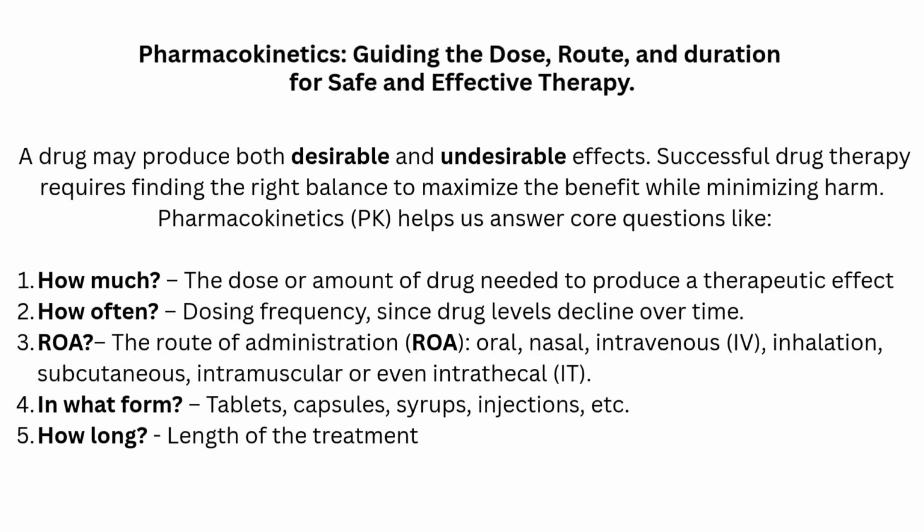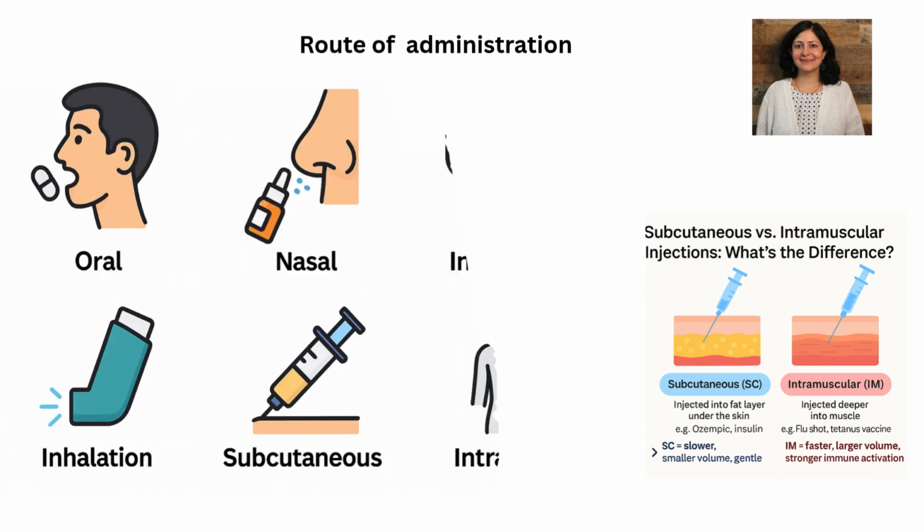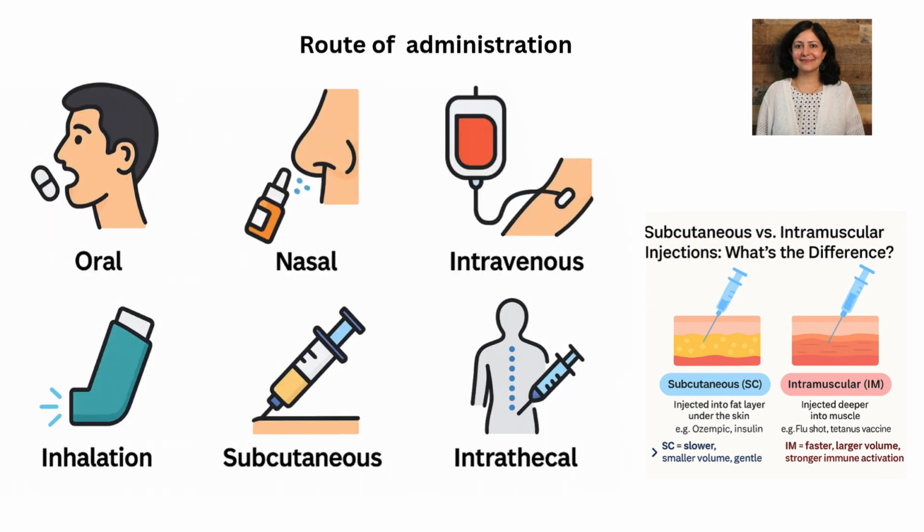Let's understand the routes of administration. How a drug enters the body is as important as the drug itself, and this is called the route of administration. Some of the common routes of administration include oral, that is by mouth. This is the most common and convenient route of administration. The drug is swallowed and absorbed in the gastrointestinal tract. For example, Tylenol or paracetamol is taken as a tablet or a syrup. It's absorbed in the gut and begins to work within, say, 30 to 60 minutes.